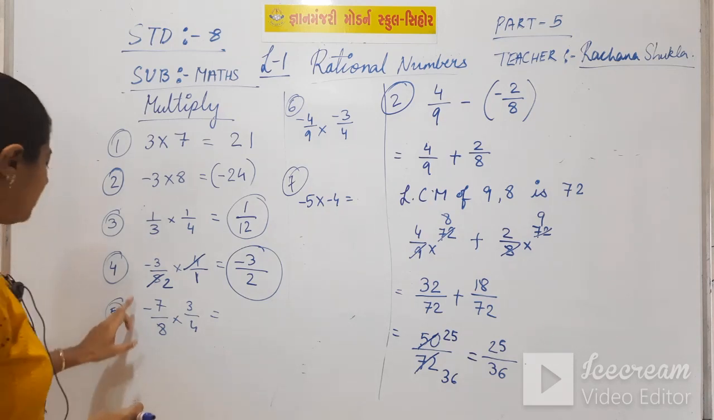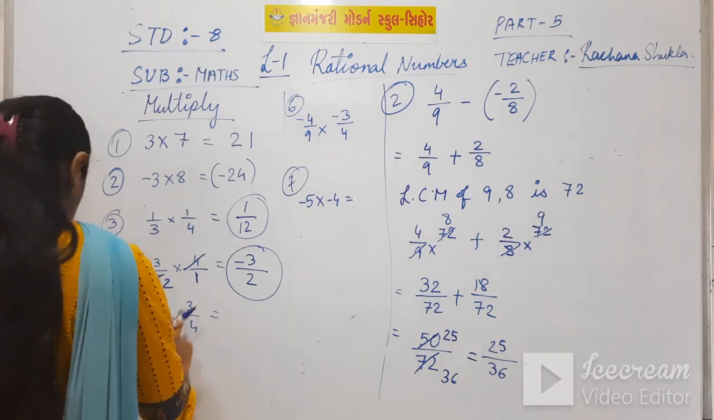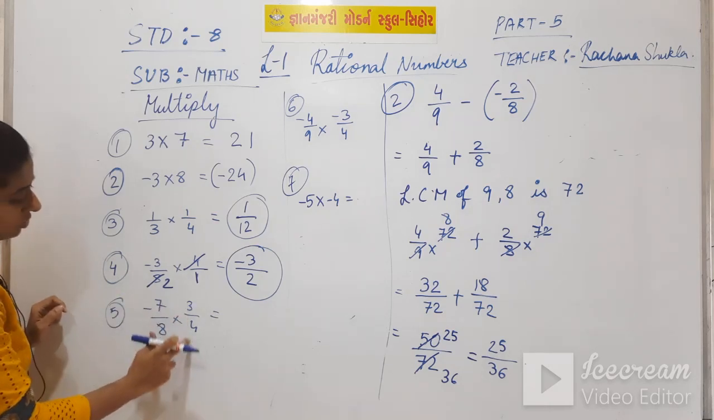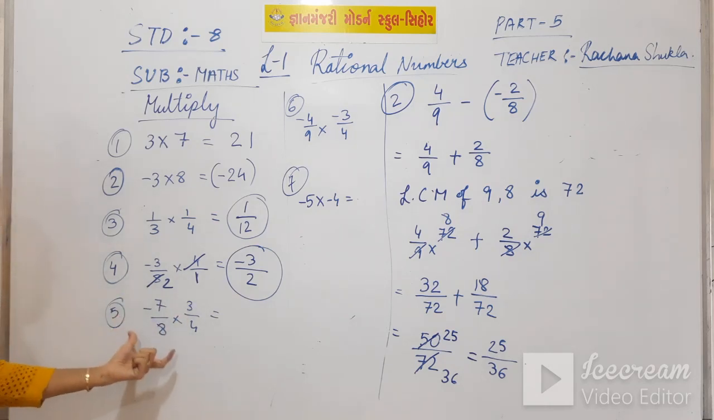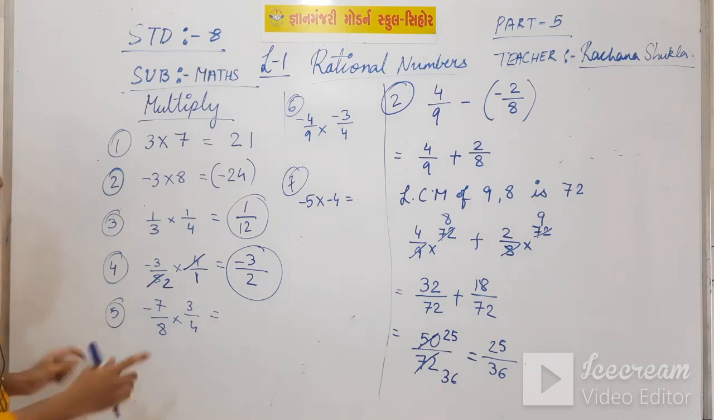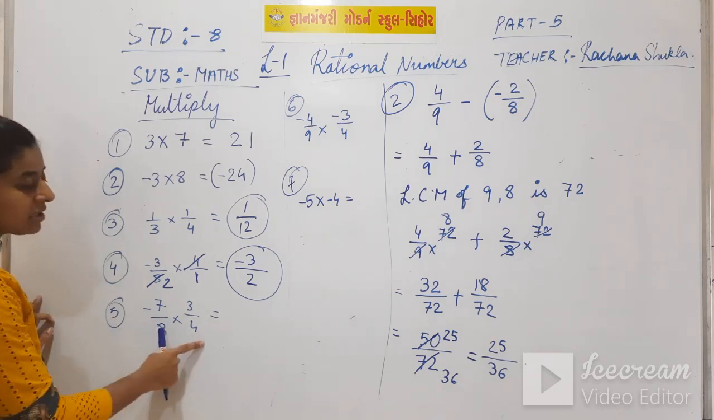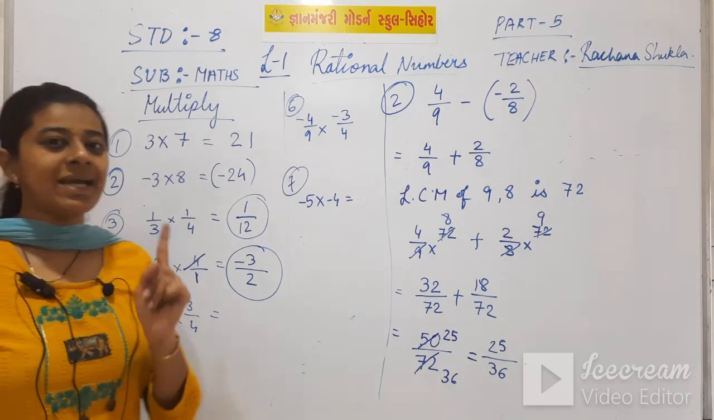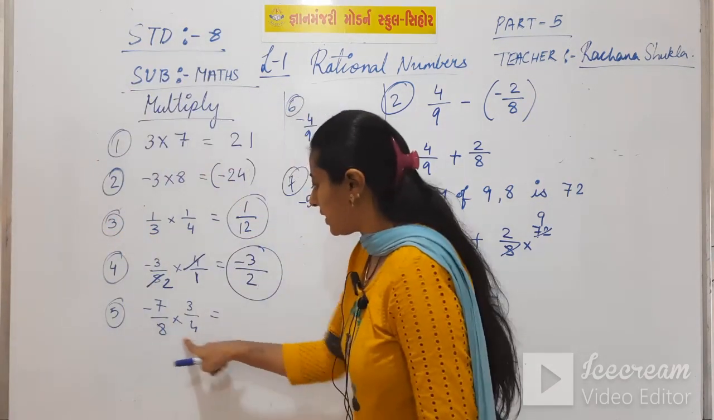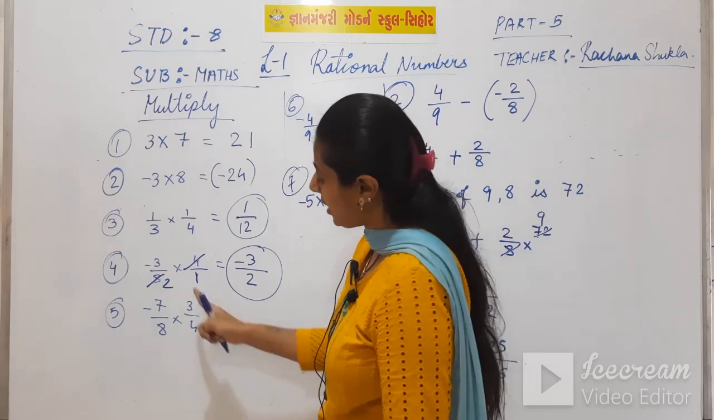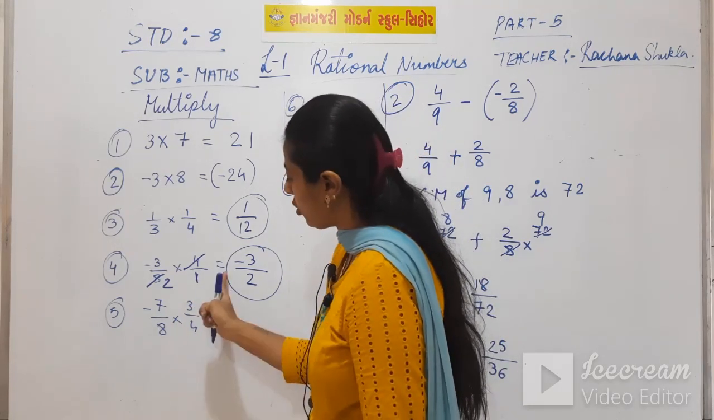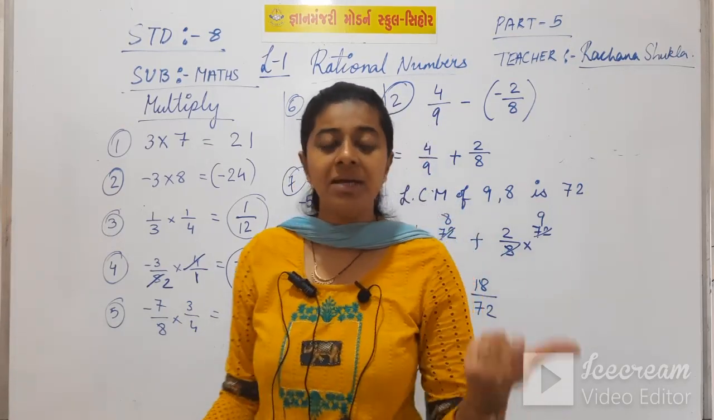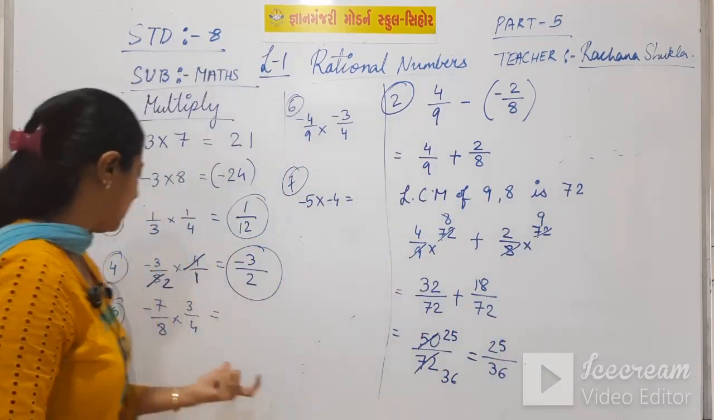Then minus 7 upon 8 into 3 upon 4. Minus 7 upon 8 into 3 upon 4. So you can see you cannot cut any of the numbers because 8 and 4 are the denominators. So this way cutting is not possible. Students, I repeat that this way cutting is not possible. Either you can cut numerator and denominator or you can cross multiply, but you cannot cut both the denominators or both the numerators.